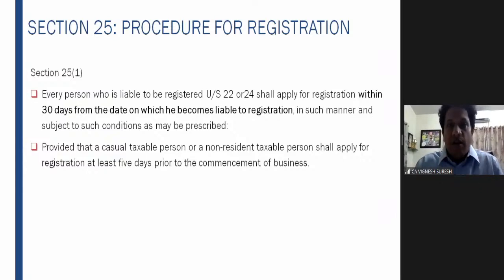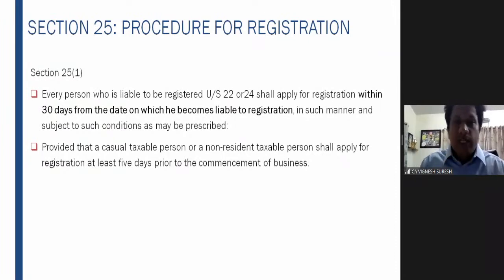So therefore, in case of a casual taxable person, as we saw in section 24, compulsory registration is covered here. So therefore, he has to get himself registered irrespective of the amount of turnover. So in case of a casual taxable person, he has to apply for a registration at least 5 days prior to the commencement of the business. This is when we talk about the casual taxable person.